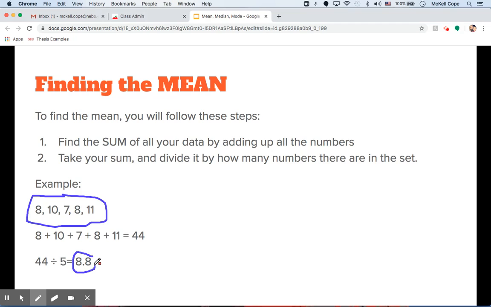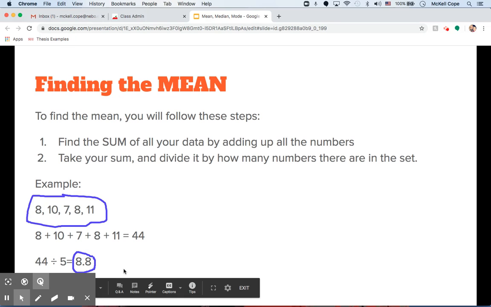So if this was a bunch of quiz scores and somebody scored an 8, someone scored a 10, a 7, an 8, and 11, their average score or their center point for all of those numbers is going to be a score of 8.8. Now, if you do not already have a calculator, a pencil, paper, whatever you need to do the work along with me, please push pause now and go grab that so that you can do the next problem with me. Okay, so now we're going to look at an example here.